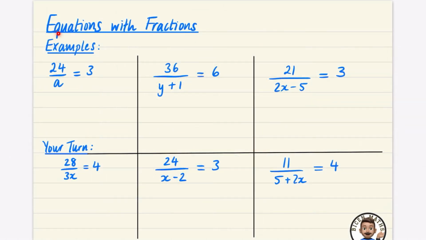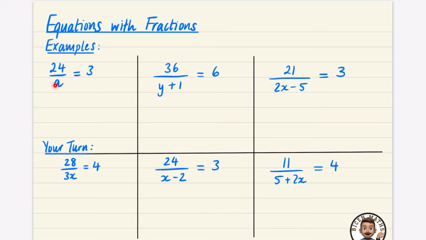Okay, so last video in this series is about equations with fractions in. Now, some of these you'll be able to just look at and work out what the answer is, but that's not what we're trying to do. We're trying to build up to questions that you can't do that. So we're trying to learn what the method would be. Okay, we're going to go straight in with some examples.